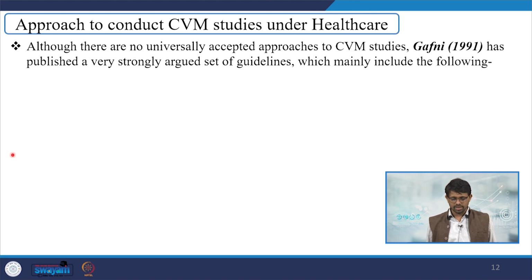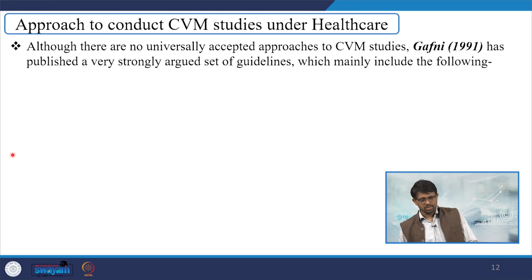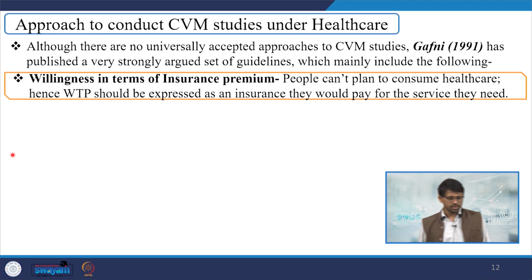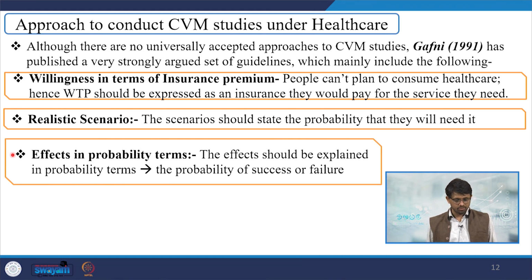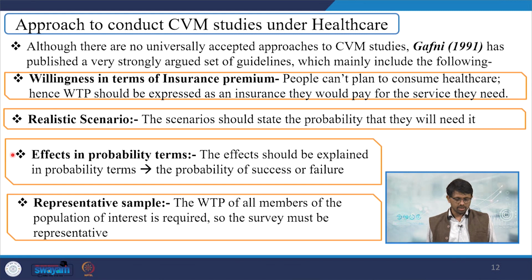are challenging, as I already told you. Although there are no universally accepted approaches to CVM studies, Gaffney in 1991 has published a very strongly argued set of guidelines, which mainly include the following, that is, willingness in terms of insurance premium and realistic scenario, then effects in probability terms, then the representative sample, which I already mentioned in Gaffney's work.